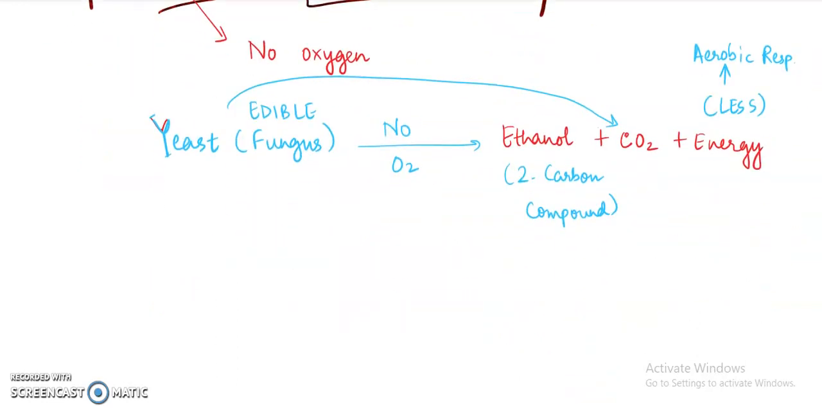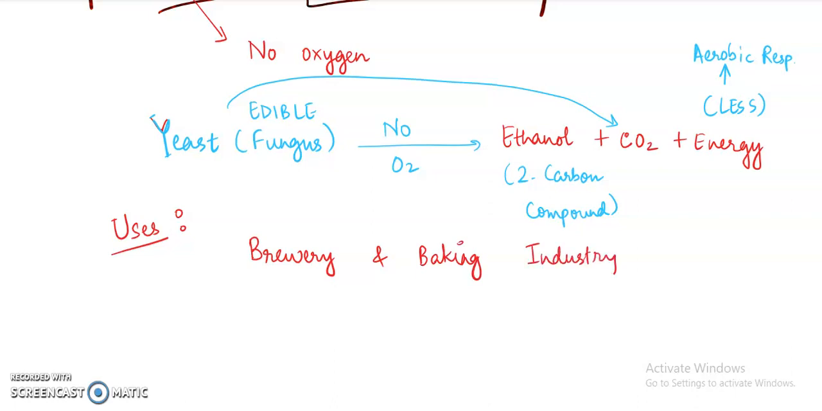Now what is the utility? What is the use of this respiration? Why are we studying it in yeast? Because yeast is basically being used in the brewery and the baking industry. The baking industry deals with the production of cakes, and the brewery industry deals with the production of alcohol. Here you can see that yeast has produced ethanol. Now this ethanol is basically used for producing alcohol of varied types. That is why yeast has been discussed here.